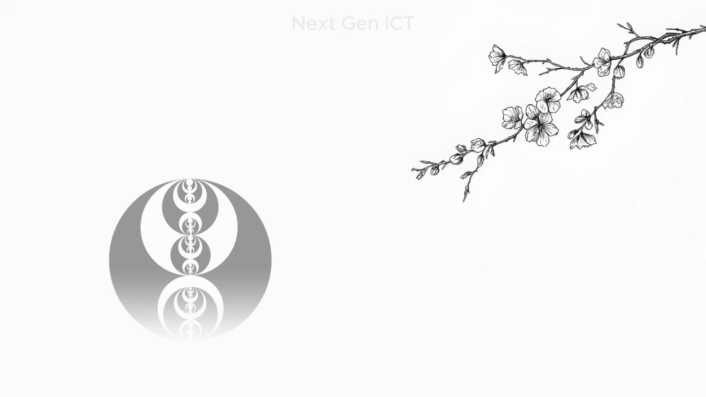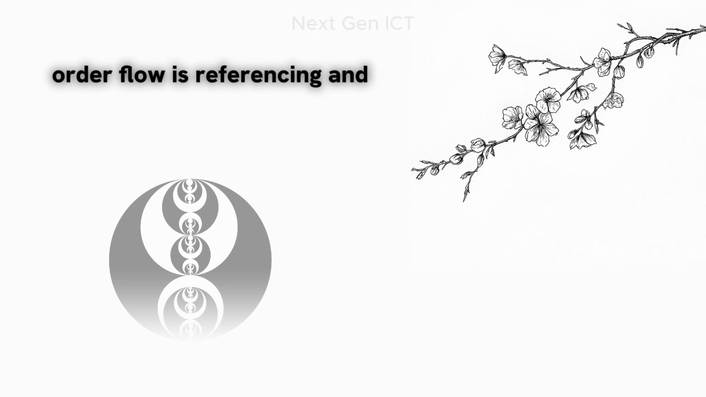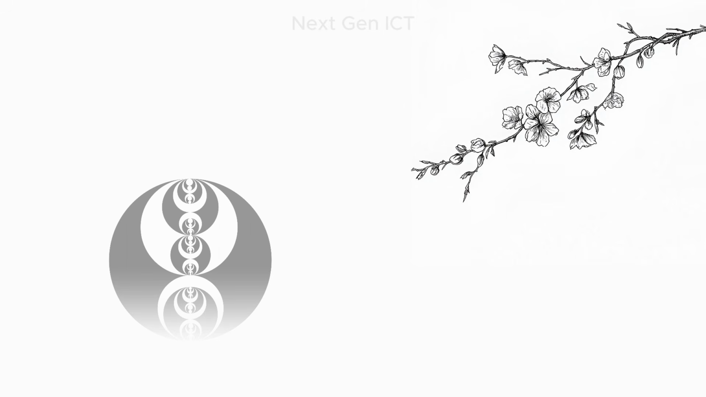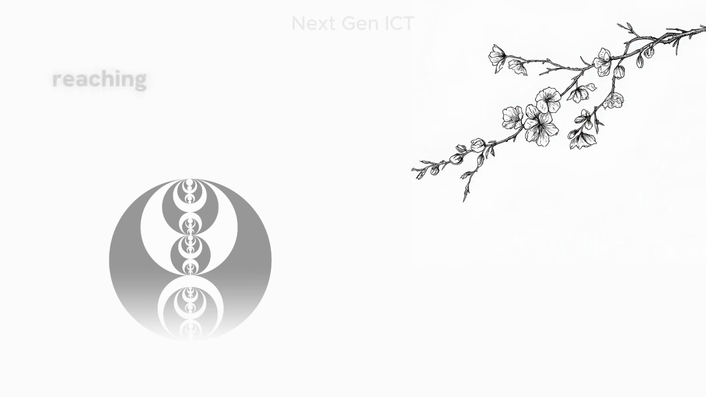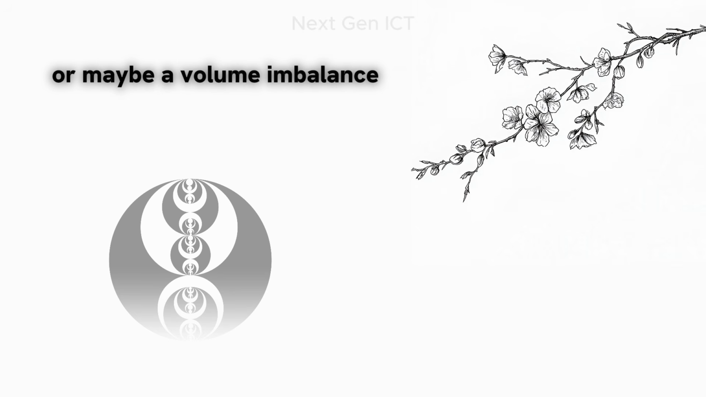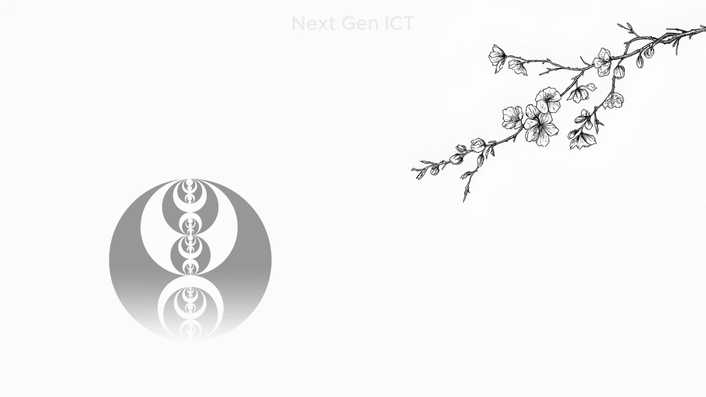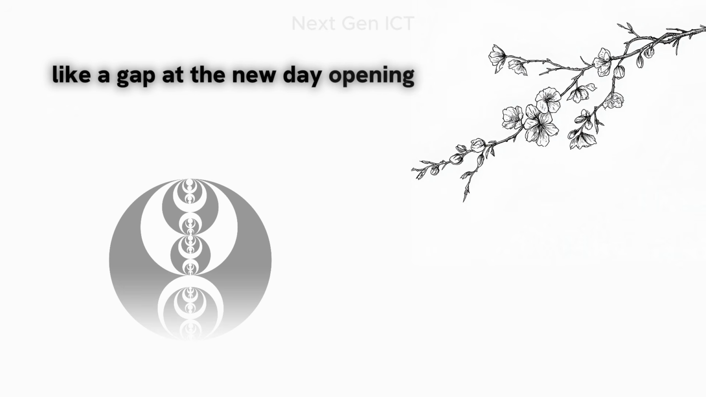Or order flow is referencing and studying price right now, live. If it's in a sell program, where it's continuously pricing lower for a discount, reaching into either an inefficiency, that's either a fair value gap or maybe a volume imbalance, or an actual gap, like a gap at the new day opening or new week opening.